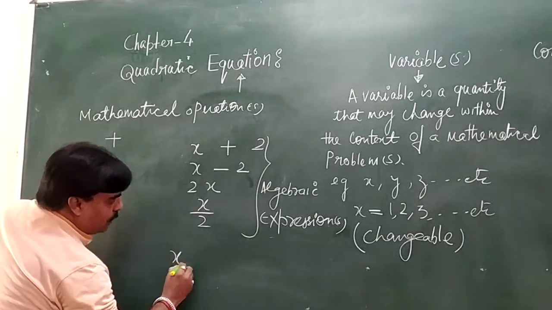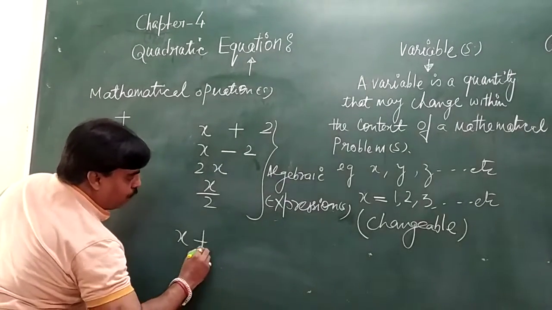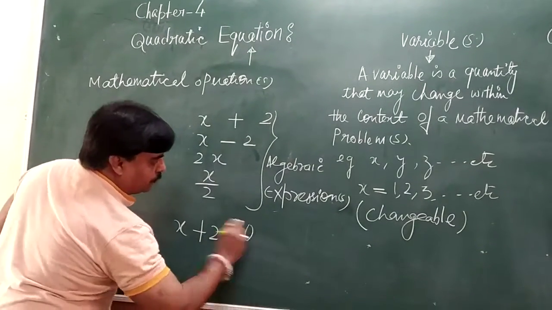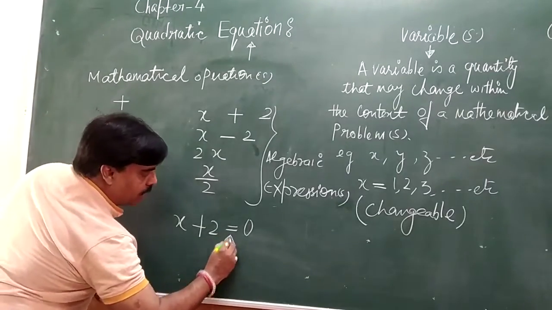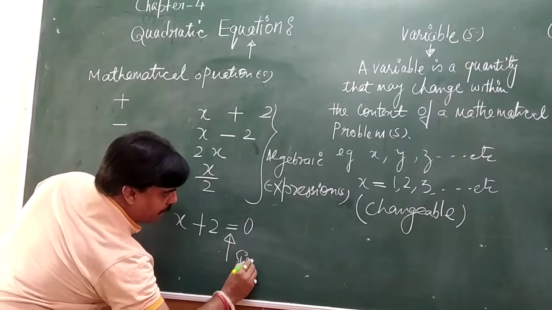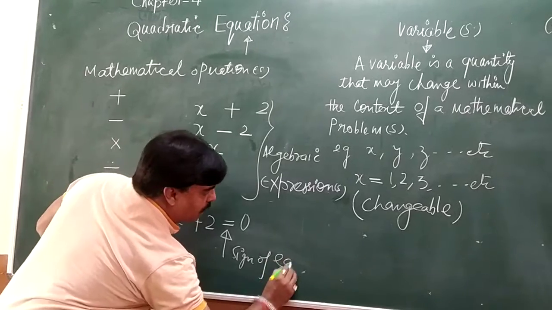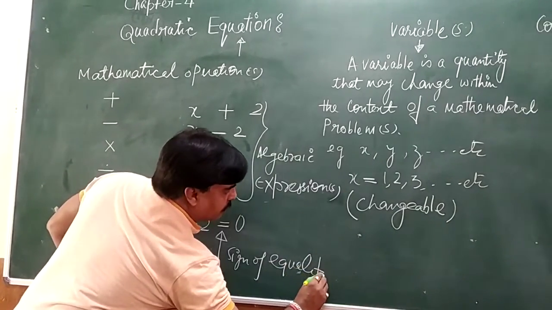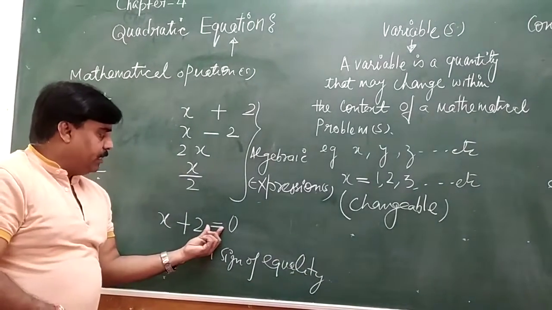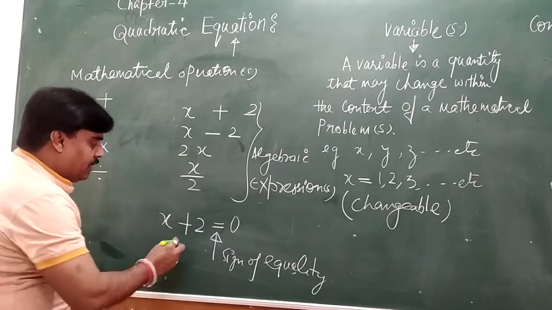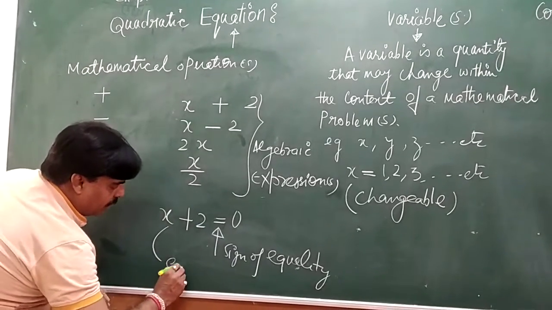Any algebraic expression will change into an equation if it is equal to something, meaning if the sign of equality is given there, then that algebraic expression changes into an equation. Now this is an equation.